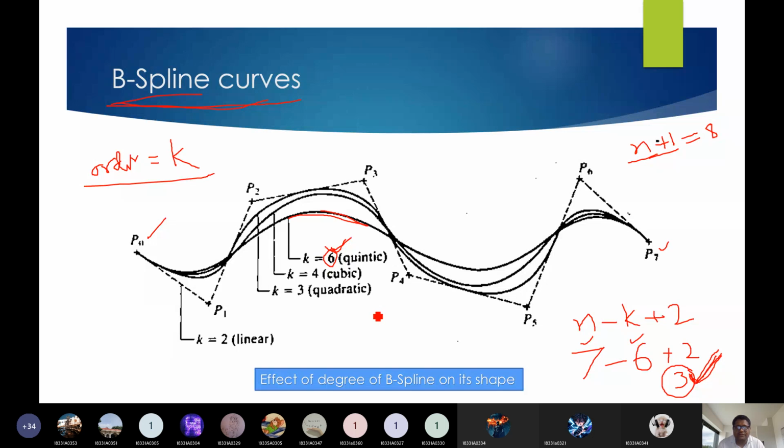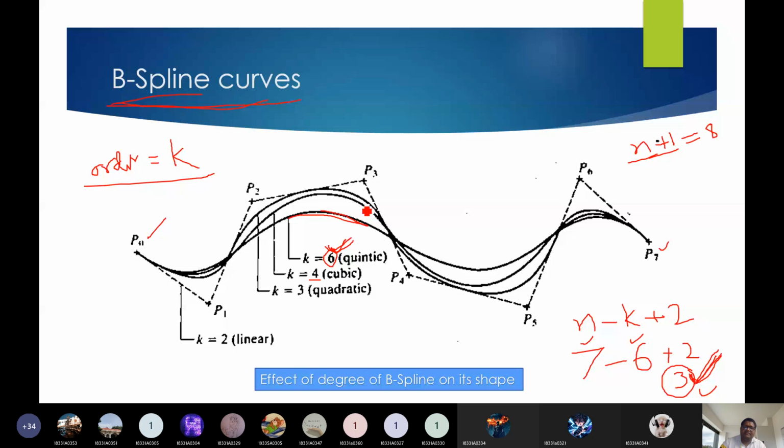Whatever I told you right now happens in the case of uniform B-spline curves. In the case of non-uniform B-spline curves, the same thing happens: each segment would be influenced by a number of control points depending upon the k value. But there is a difference between non-uniform and uniform, which we'll discuss in the subsequent slides. Don't worry. Similarly, if k is equal to 4 and someone asks you how many segments there are, again substitute n as 7: 7 minus 4 plus 2 gives you 5, which means this curve is made with 5 segments.